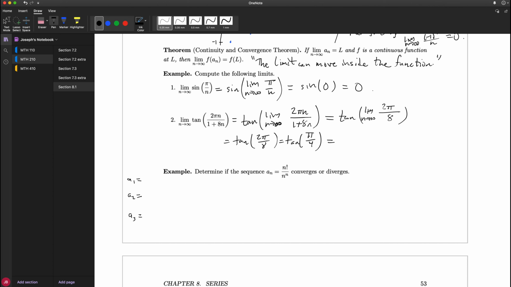Well, the tangent of pi over 4 is just 1. Really, all this theorem is doing is allowing us to move the limit inside of continuous functions.